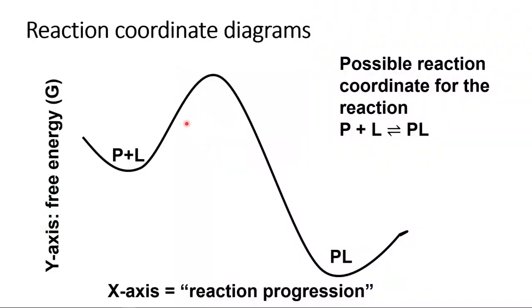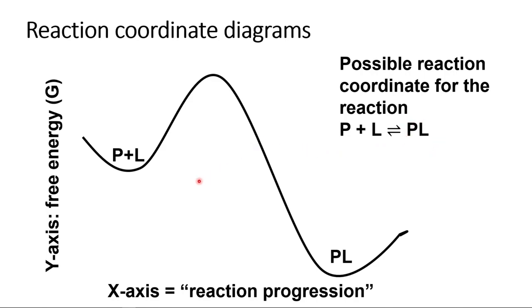A reaction coordinate diagram is a way to look at the energy landscape of a particular reaction. So let's take a simple elementary reaction in which we're going to call P a protein and L a ligand. And then that's going to form a protein ligand complex called PL. The important thing is that this is a one-step reaction, it's an equilibrium, and the reactants are P and L, and the product is PL, okay?